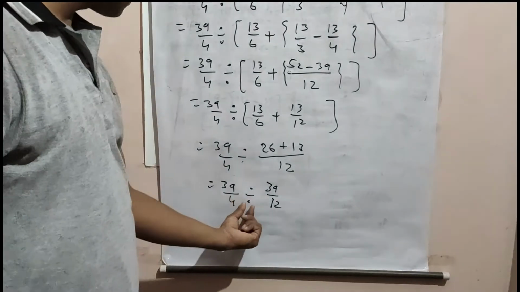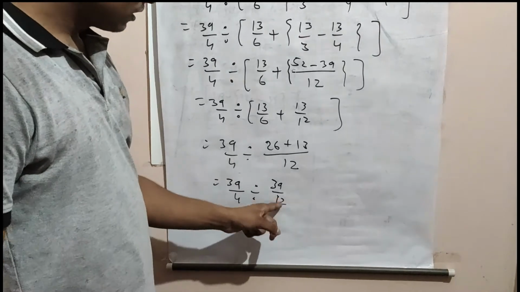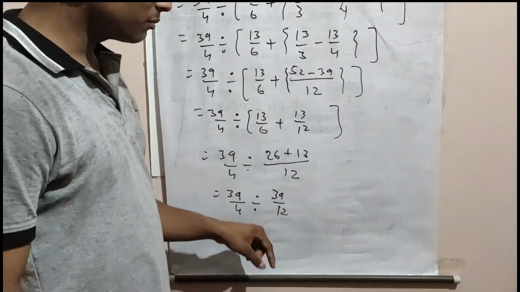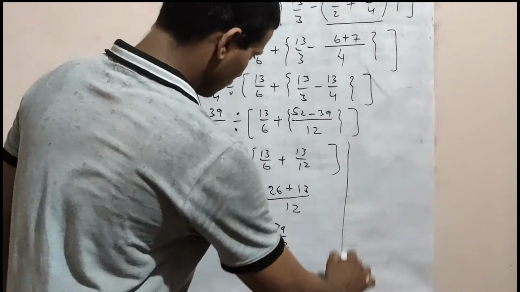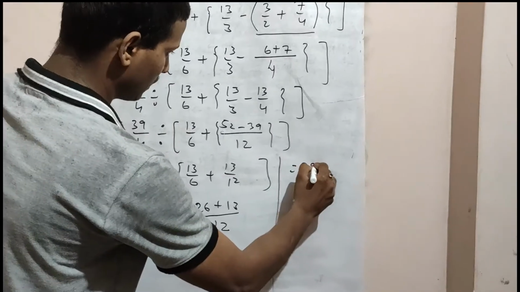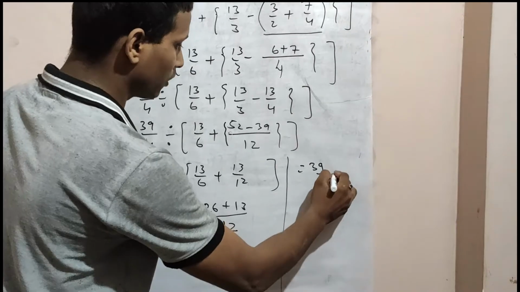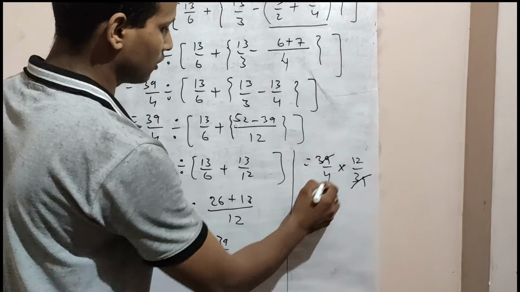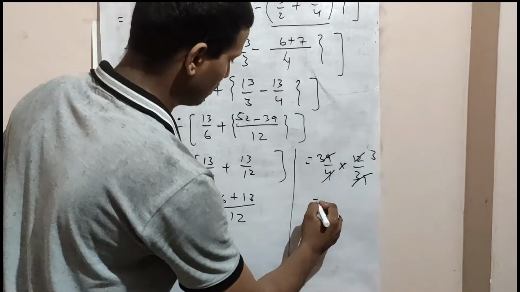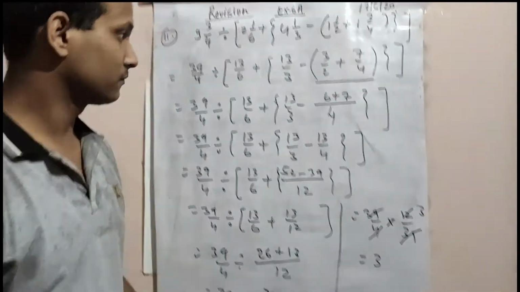Now we can convert the division into multiplication by taking the reciprocal. Reciprocal means numerator becomes denominator and denominator becomes numerator. Now, 39 by 4, and we are doing it for the second value, not the first value. Now 39 and 39 cancel out, 4 1s are 4, 4 3s are 12. Our answer is 3.